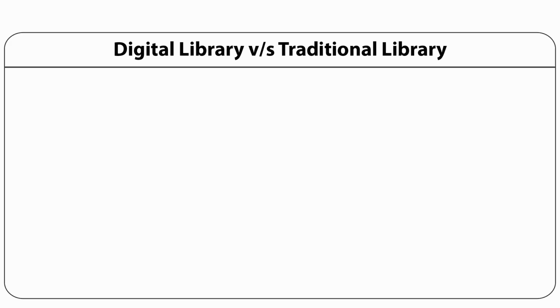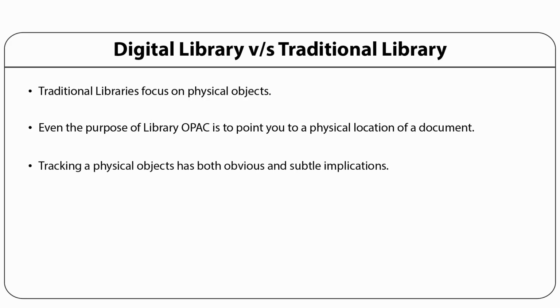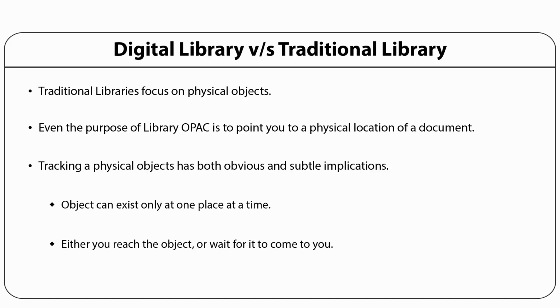Distinction between digital library versus traditional library. Let's now examine the distinction between digital library and traditional library. Traditional libraries are focused on physical objects. The traditional libraries are built around physical objects available in the libraries. Even the purpose of a library OPAC is to point out the physical location of a book or a document available in the library. Tracking of physical objects has both obvious and subtle implications. Objects can exist only at one place at a time. Either a user can access the object or wait for it to come to him or her.